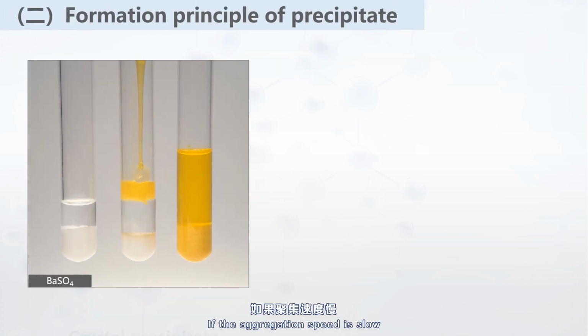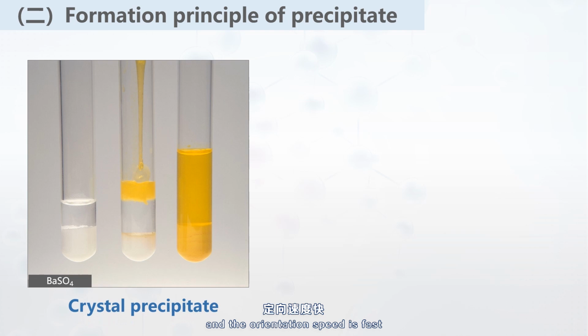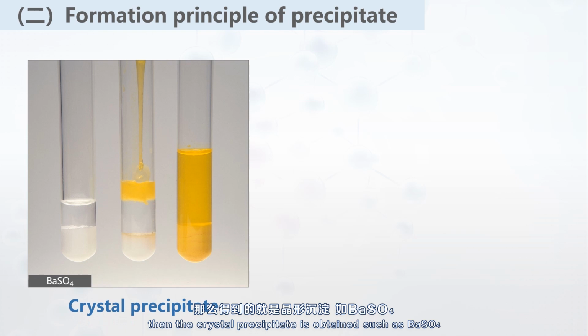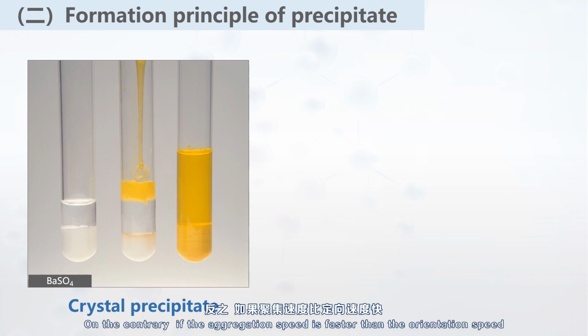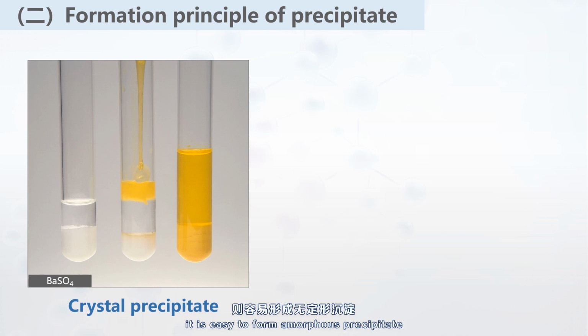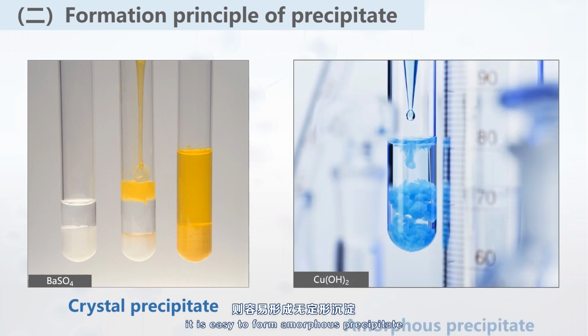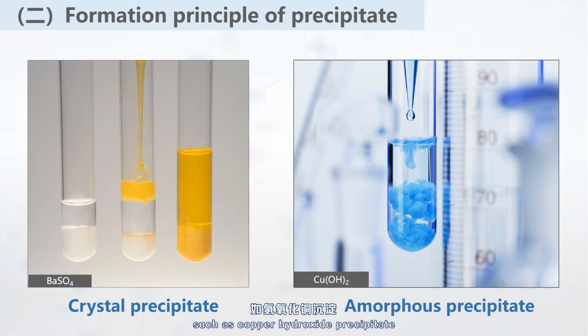If the aggregation speed is slow and the orientation speed is fast, then the crystal precipitate is obtained, such as barium sulfate. On the contrary, if the aggregation speed is faster than the orientation speed, and the ions cannot arrange orderly on the surface of the crystalline nucleus, it is easy to form amorphous precipitate, such as copper hydroxide precipitate.